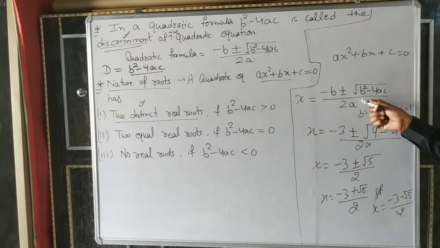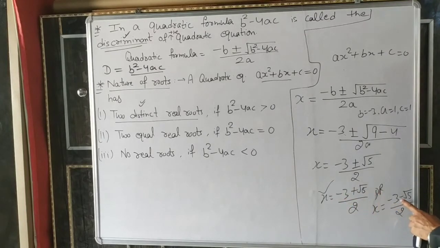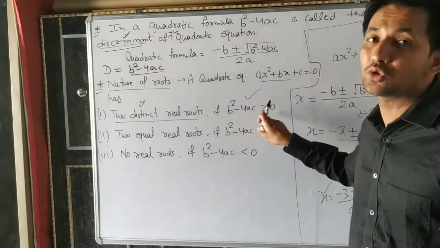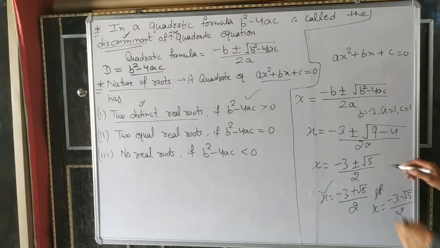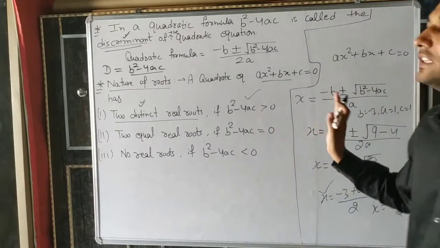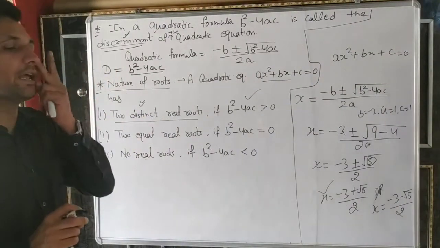So we observe that there are two roots, 3 plus root 5 and 3 minus root 5 over 2. Both are distinct and both are real also. Understand or not? And what is the condition? b square minus 4ac should be greater than 0. What is its value? b square minus 4ac is 5, and 5 is greater than 0. Yes. Therefore the roots are distinct and real.